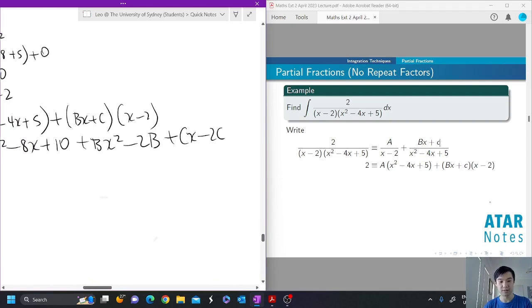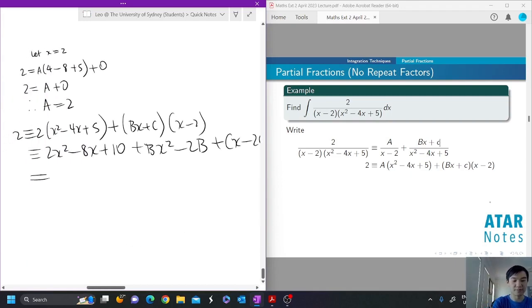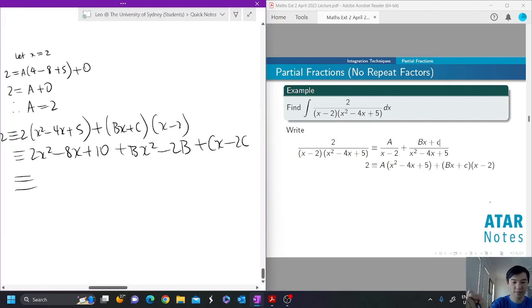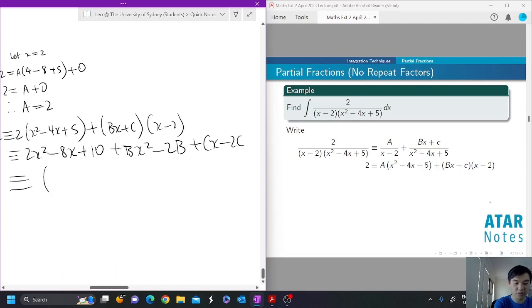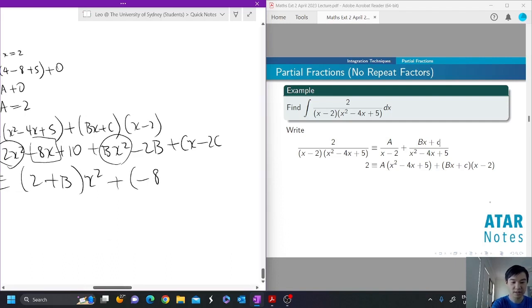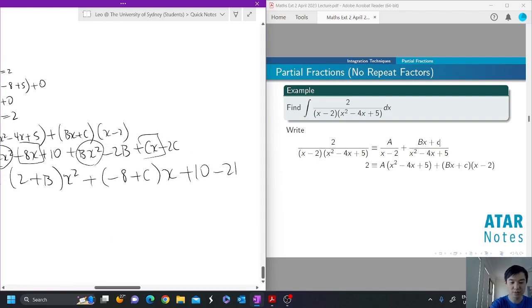Now we can collect the like terms together. So for x squared, we got 2 plus b x squared. For the x's, we got minus 8, which is this one, plus c x, and then we got the constant terms, plus 10 minus 2b minus 2c.